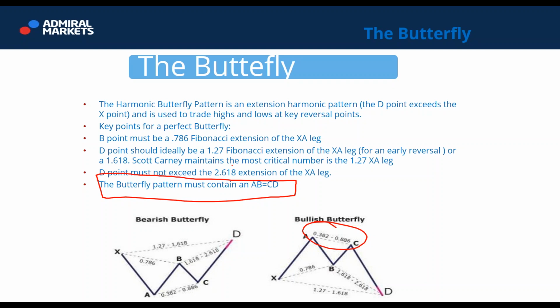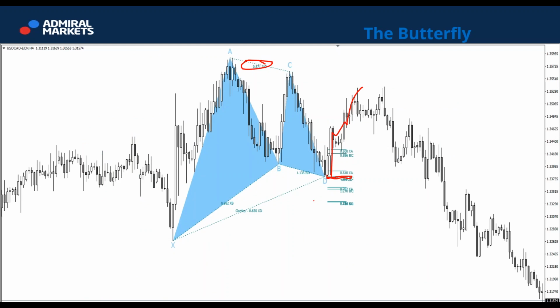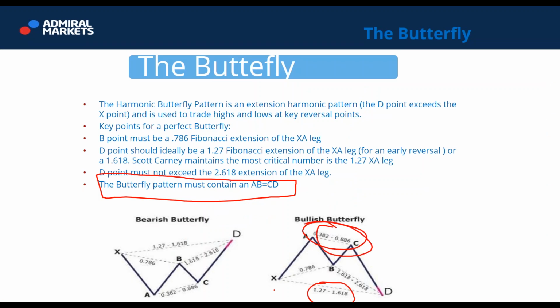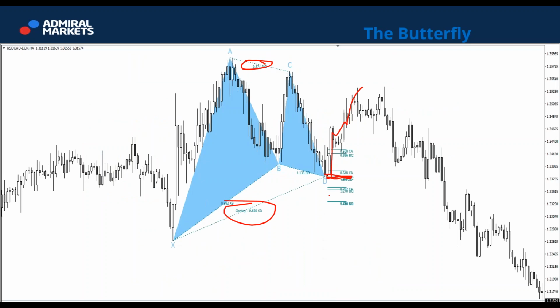Scott Carney says that the most critical number is the 1.27 XA leg. For him, this is the most important part. For me, as I say, I can use this information because there's a Gartley inside it. It's ABCD. This is what I want to see, ABCD, and this ratio should be perfect. Still, guys, this is bullish, this is bearish.